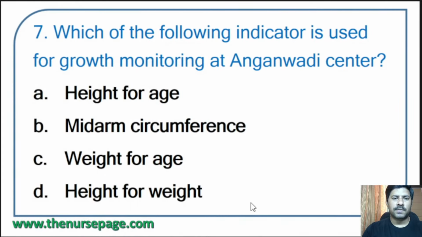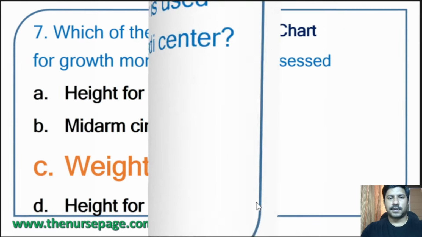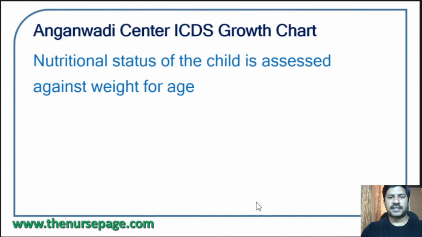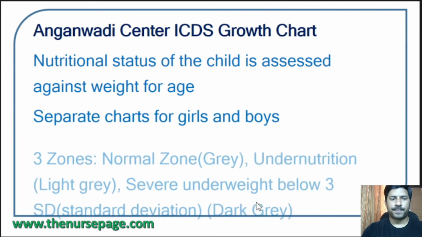Seventh question. Which of the following indicators is used for growth monitoring at Anganwadi center? Height for age, mid-arm circumference, weight for age, height for weight. Correct answer, weight for age. In the Anganwadi Center ICDS growth chart, the nutrition status of the child is assessed against weight for age. Separate charts are maintained for girls and boys.